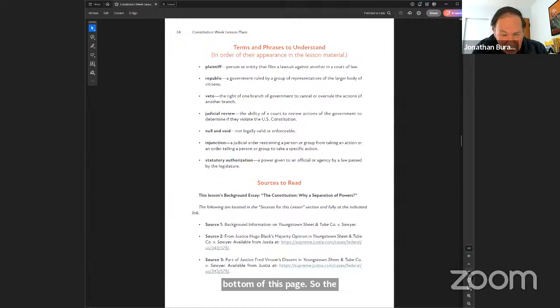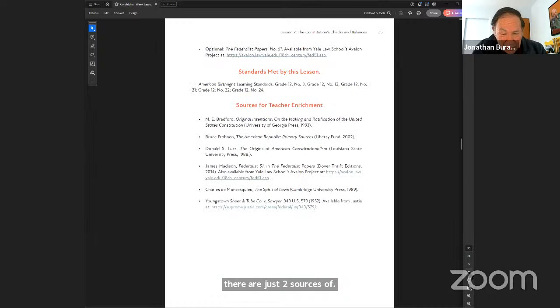So you can see, I think, that the Supreme Court case at issue here is Youngstown Sheet and Tube Company versus Sawyer, a case in which President Harry Truman tried to seize control of the steel industry during the middle of the Korean War, and the issues that raised. And then there are just two sources that follow, one from Hugo Black's majority opinion and one from a dissent in that case.